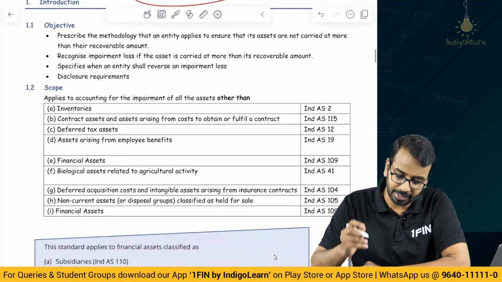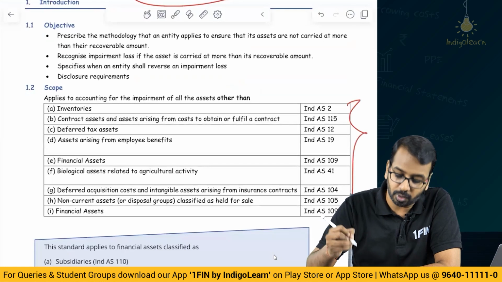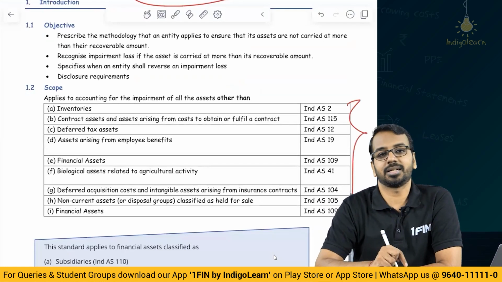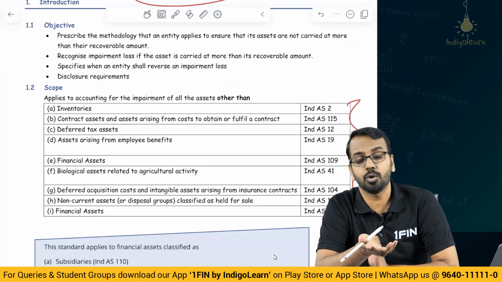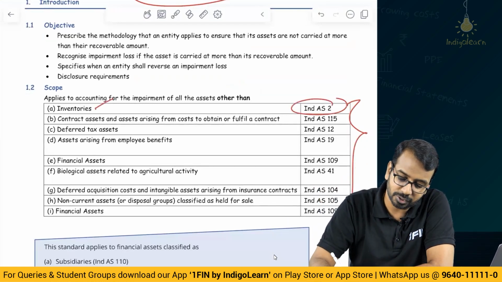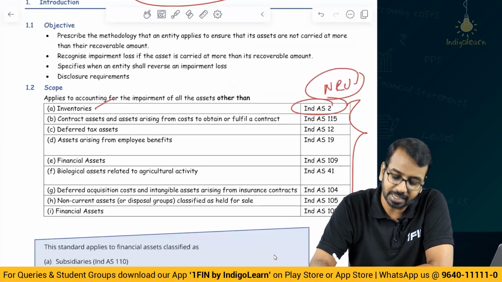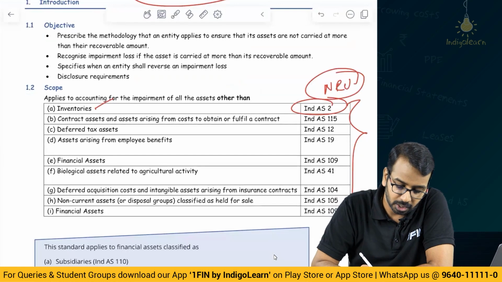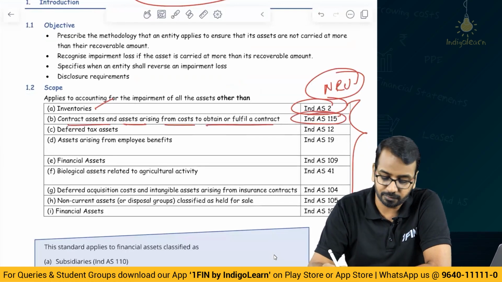Now when it comes to impairment, very important, a quick recap of what is not covered under IndAS 36. A lot of times students get confused as to when to apply IndAS 36, when to apply other standards. Inventories, IndAS 2, because here you are anyways valuing it at lower of cost and NRV. Contract assets and assets arising from cost to obtain or fulfill a contract as per IndAS 115.